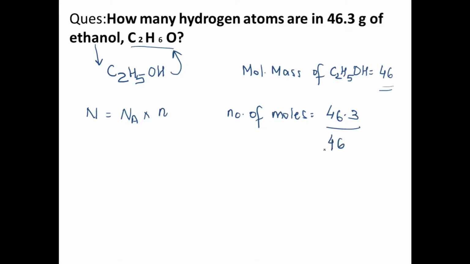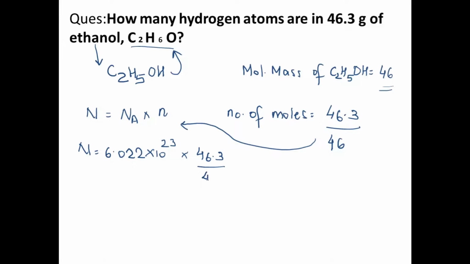So I'm using this 46 directly and substituting the value here. So the number of particles is equal to Avogadro number, 6.022 times 10 raised to the power 23, times 46.3 divided by 46. So this comes out to be almost 1 point something. If I calculate, it is 1.0065. So we can consider only 1. So the number of particles in ethanol are 6.022 times 10 raised to the power 23.